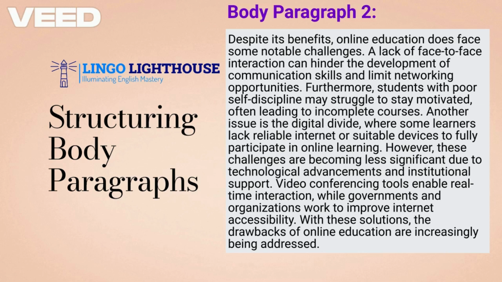Next, outline the challenges clearly and concisely. Each issue should be explained logically. After outlining the challenges, transition to solutions or mitigating factors to reinforce your position that the drawbacks are less significant. Finally, wrap up your paragraph with a concluding sentence that ties everything together. The paragraph concludes, "With these solutions, the drawbacks of online education are increasingly being addressed." This not only summarizes the solutions, but also leaves the reader with a positive impression of the argument.